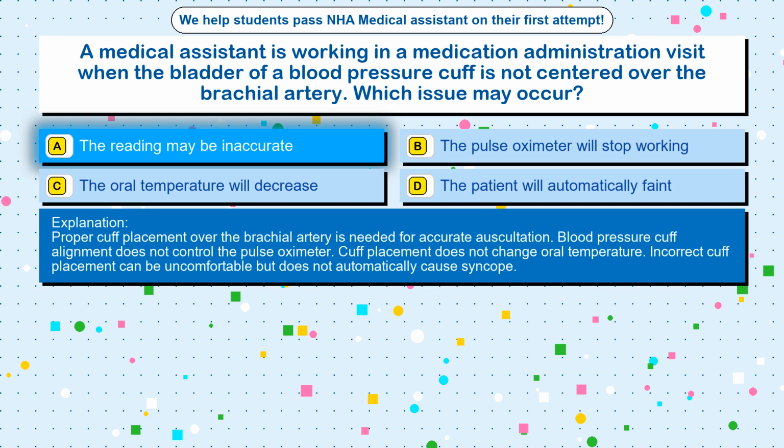Proper cuff placement over the brachial artery is needed for accurate auscultation. Blood pressure cuff alignment does not control the pulse oximeter. Cuff placement does not change oral temperature. Incorrect cuff placement can be uncomfortable but does not automatically cause syncope.